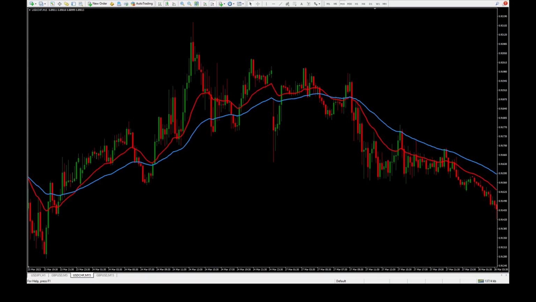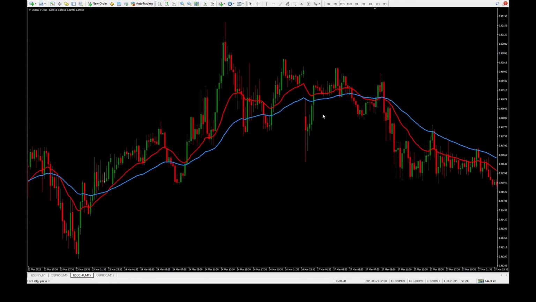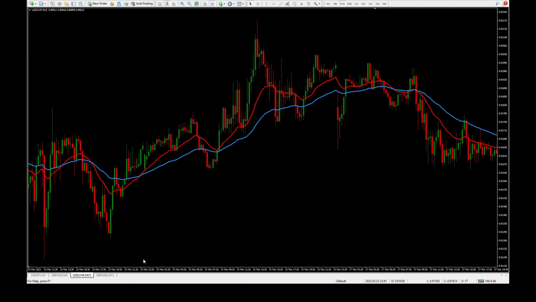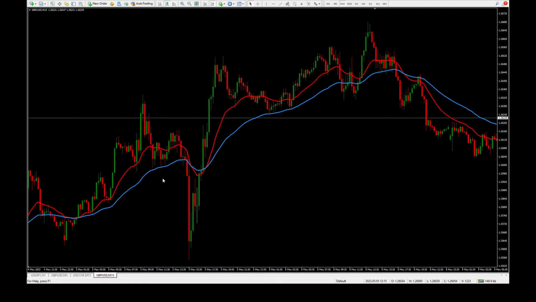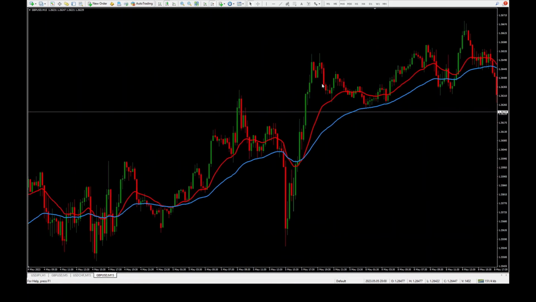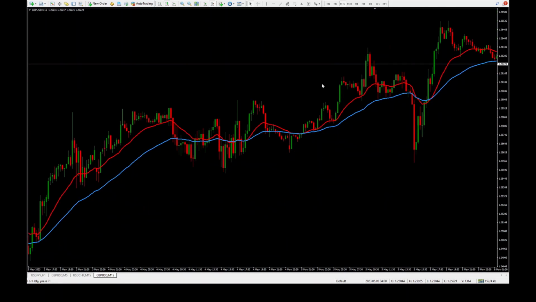Before we begin implementing the exponential moving average cross strategy, we need to first identify the currency pair that will respond well to this particular trading strategy. One way to do this is by analyzing the charts and identifying trends.